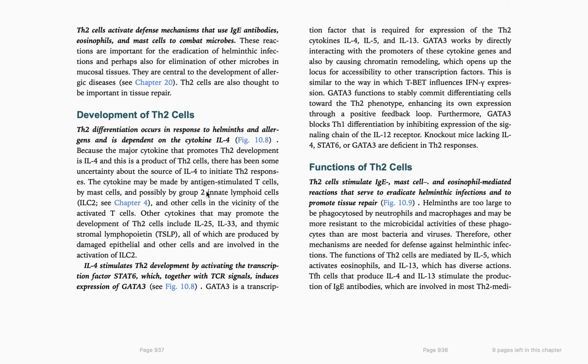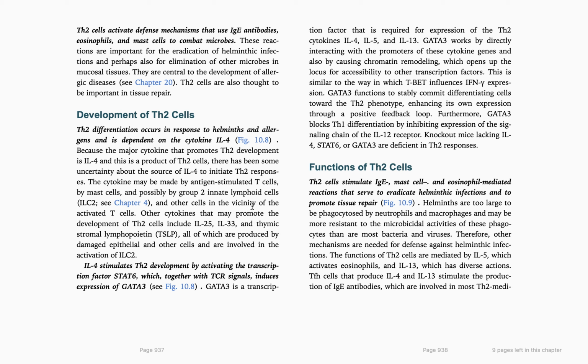Development of T helper 2 cells. T helper 2 differentiation occurs in response to helminths and allergens and is dependent on interleukin 4. The major cytokine that promotes T helper 2 development is interleukin 4, which is also a product of T helper 2 cells. There has been some uncertainty about the source of interleukin 4 to initiate the T helper 2 response. The cytokine may be made by antigen-stimulated T cells, by mast cells, and possibly by group 2 innate lymphoid cells, innate lymphoid cell 2, see chapter 4, and other cells in the vicinity of activated T cells.